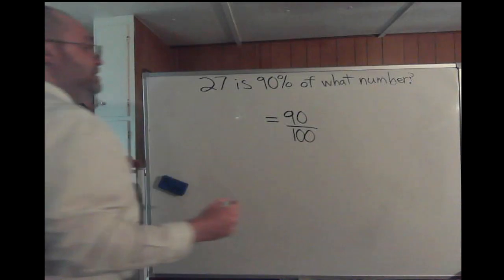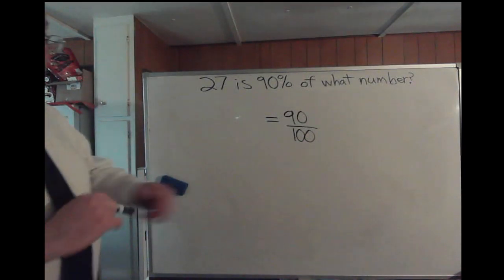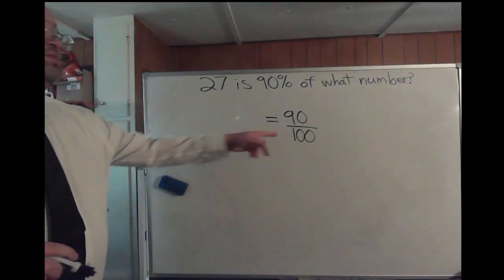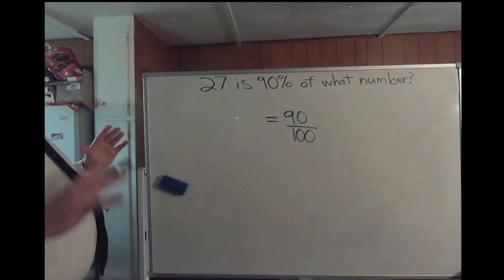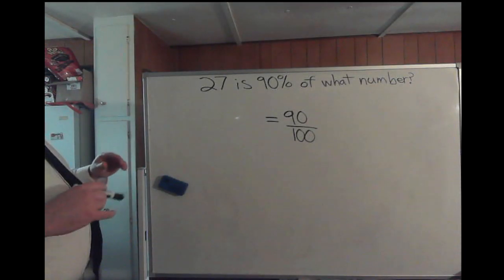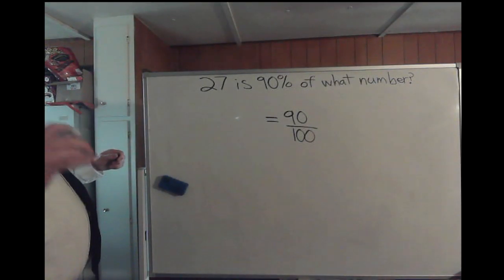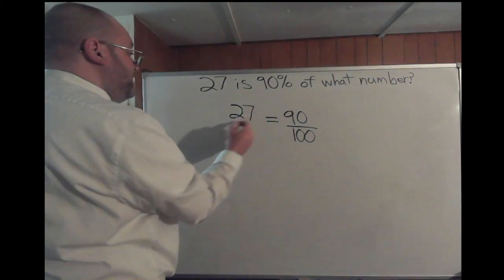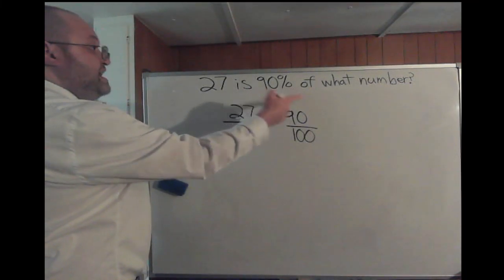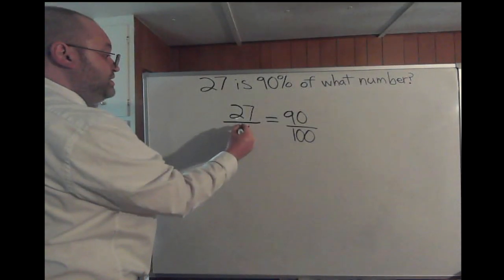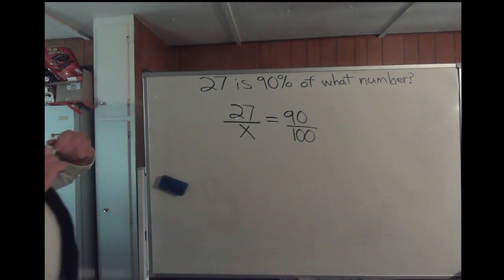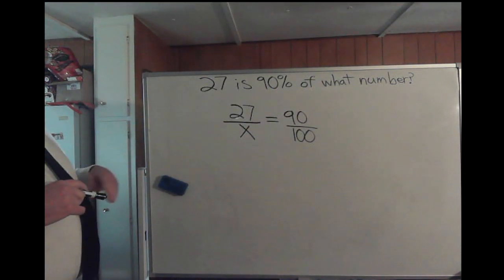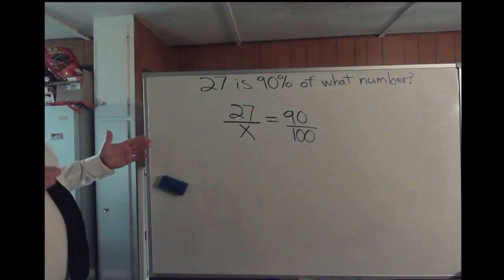So that part's been established. The right hand side ratio is 90 out of 100. What isn't clear: 27 is 90% of what number? Well, we have 27 for the numerator. We don't know what the number is, what number it's out of. But we've identified our proportion here.